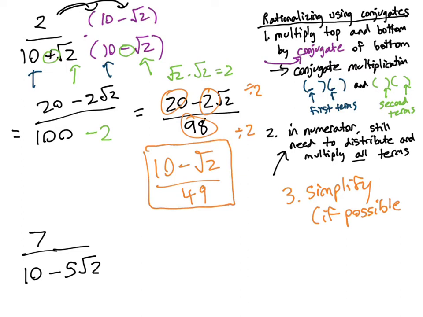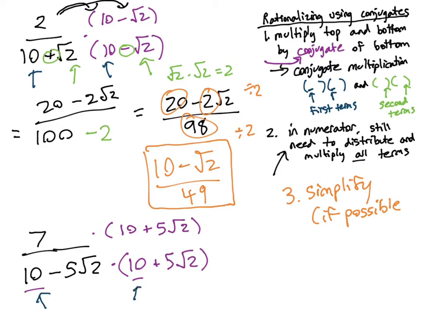In this next example, we are going to start by multiplying times the conjugate, which is what we get if we keep the first term the same, but switch the sign of the second term. So instead of minus 5 times the square root of 2, we'll have plus 5 times the square root of 2. And when we're multiplying these conjugates in the denominator, we can use our shortcut. Just multiply those first two terms together. 10 times 10 is 100. And multiply those second two terms together.